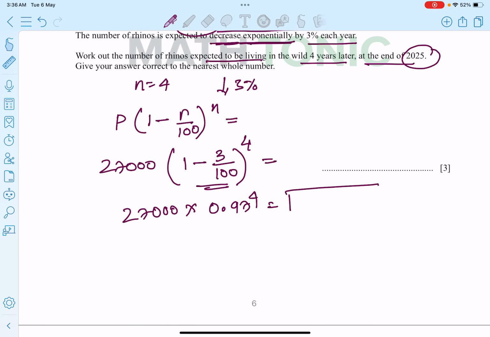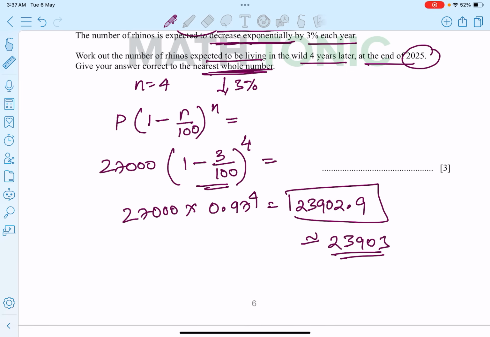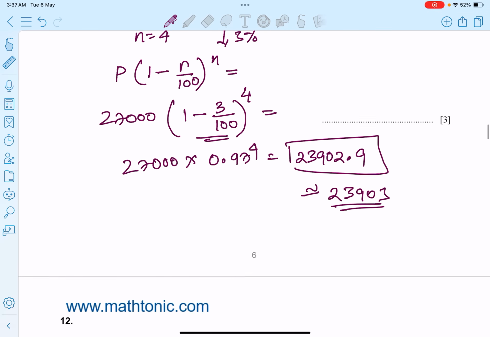So when you do this, the answer should be 23,902.9, and the question says write down the nearest whole number. This answer should be 23903. This should be the answer for this question. Did you get it, everyone, clearly?